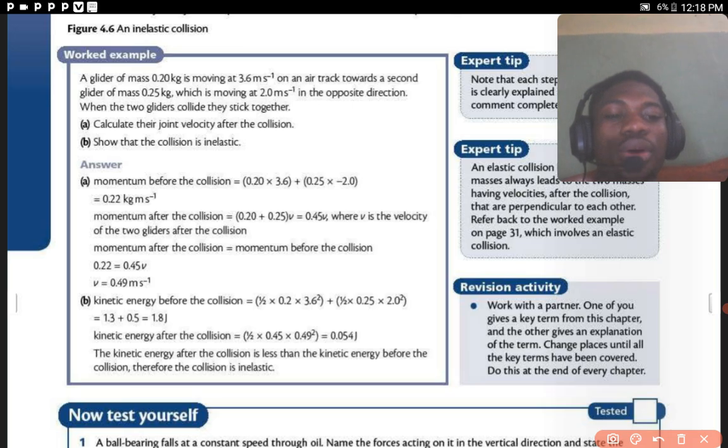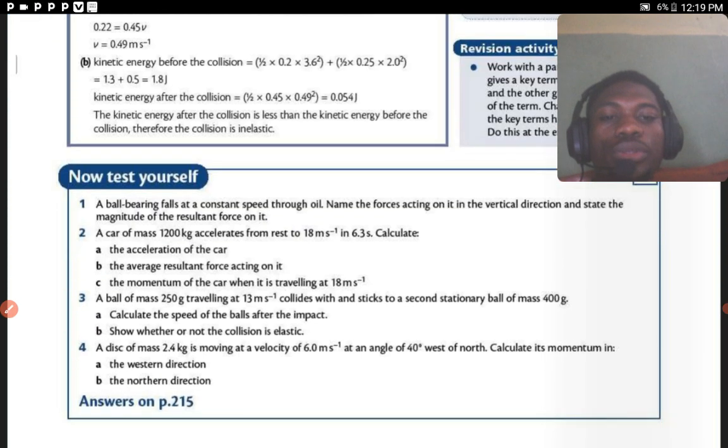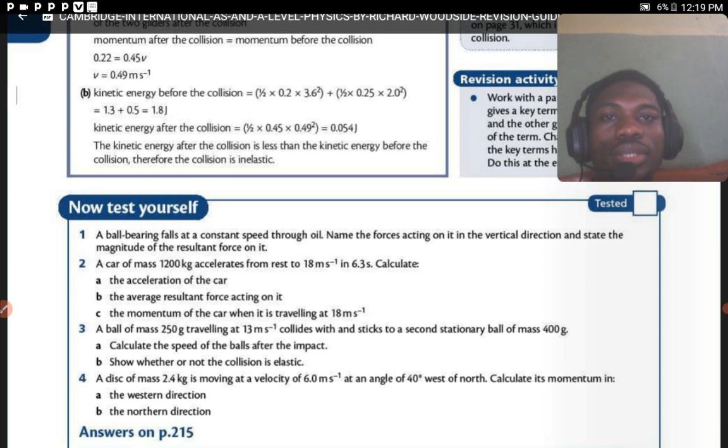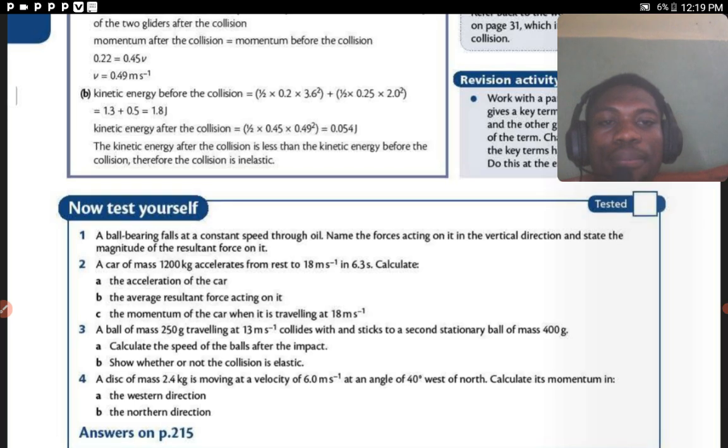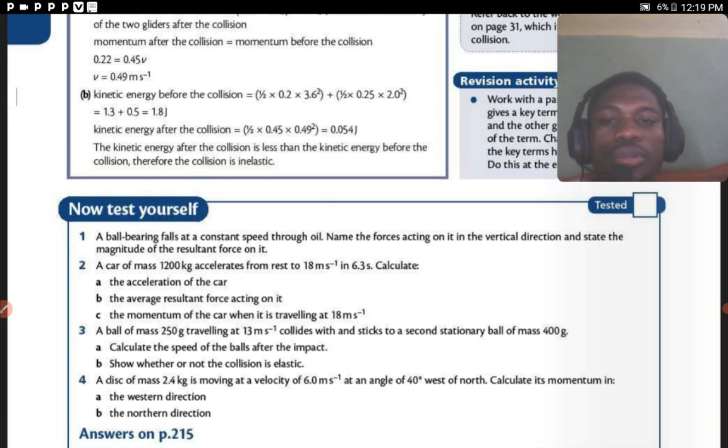All right, so now we're going ahead to the test yourself section. I'll present a question as usual, and I'll want you to copy the questions, pause the video, answer them, and then submit either in the comment section or in the forum. If you have any question, drop it in the comment section for review.